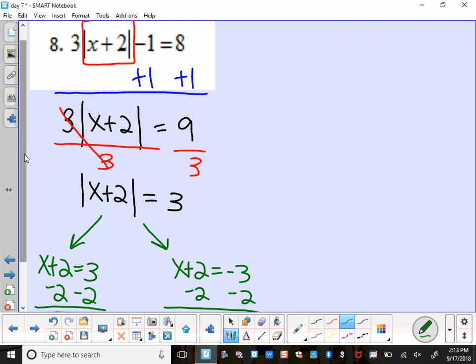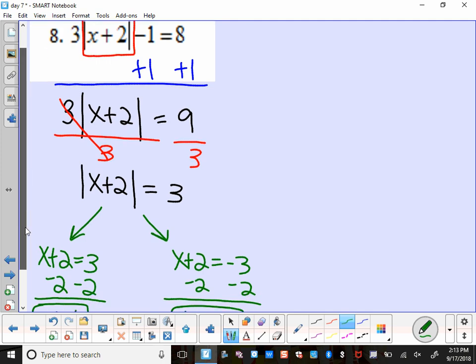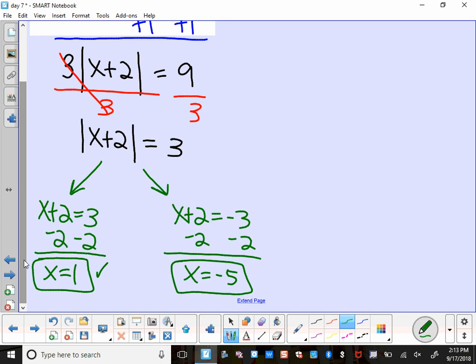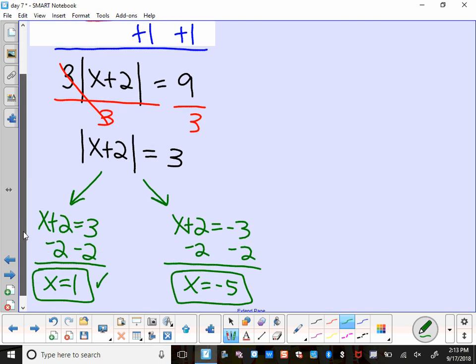Ryan, you see your mistake? I didn't do it, but I understand it. Okay. Does it make sense now? Yeah. And if I have to plug it in, let's plug in 1. 1 plus 2 is 3. 3 times 3 is 9 minus 1 is 8. So this one works. And -5, we get -3. Absolute value is 3. All right, both of these work.